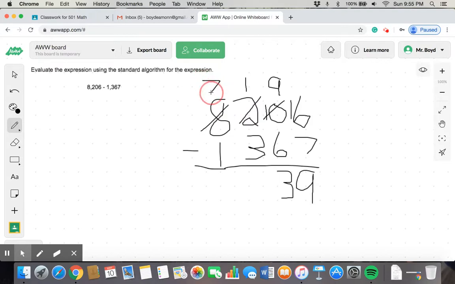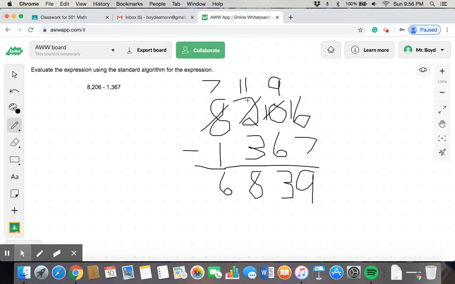I will turn that into 7,000s. And I will add a 1, changing my hundreds into 11. I can now do 11 hundreds minus 3 hundreds, which will give me 8. And I can subtract 7 minus 1, which will give me 6. So I know that 8,206 minus 1,367 will give me an answer of 6,839.